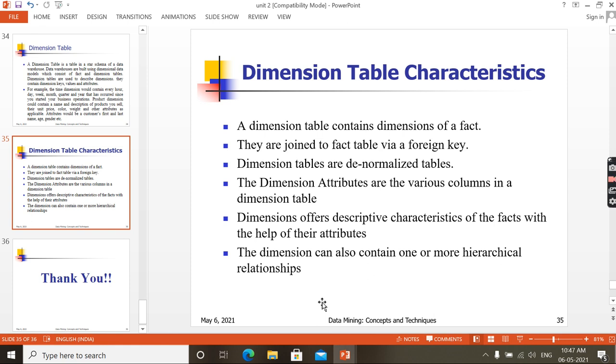So in star schema, Snowflake schema, and fact constellation schema, we will see the fact table and dimension table. These are the two important features we will see in schema designing. Okay, so that is about the fact table and dimension table.